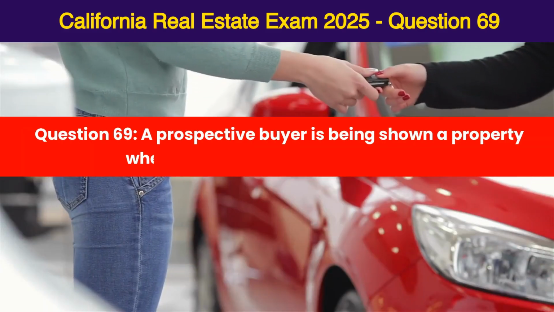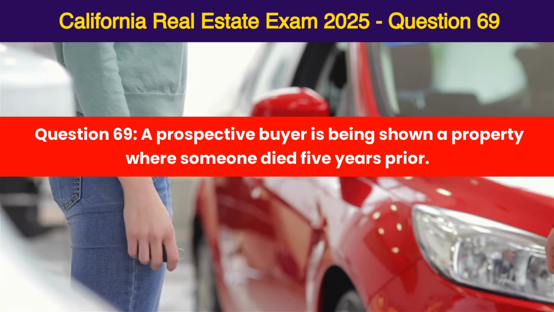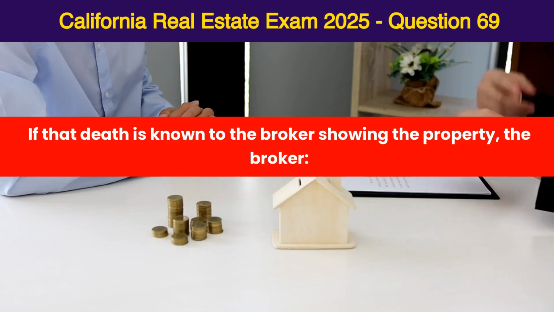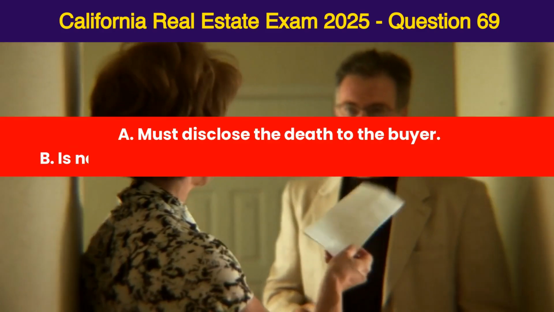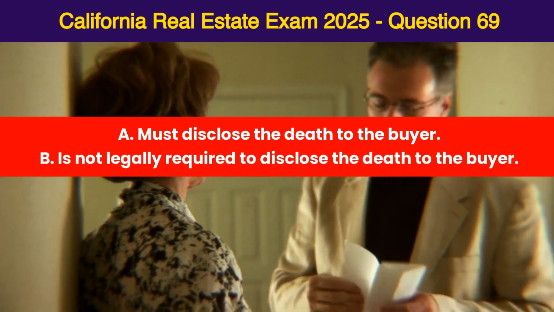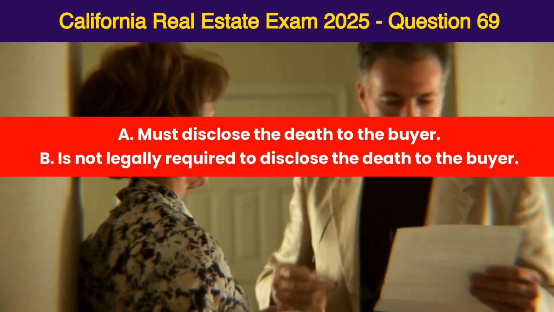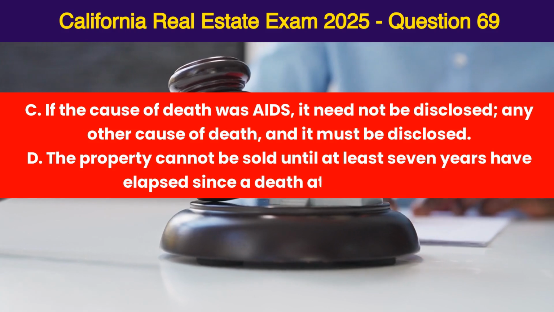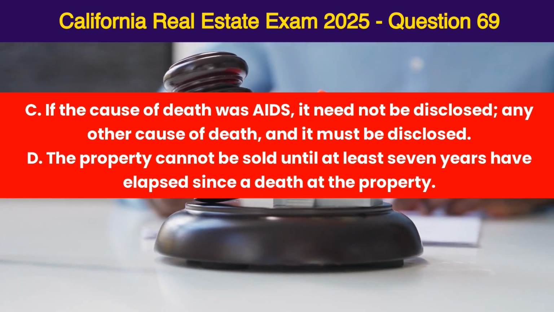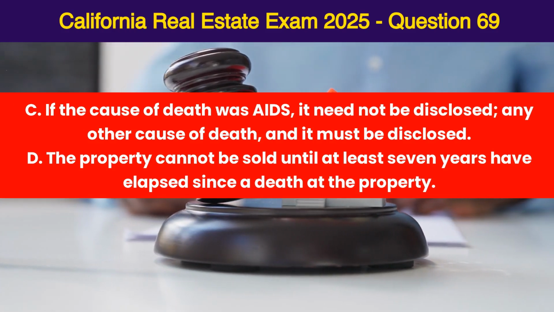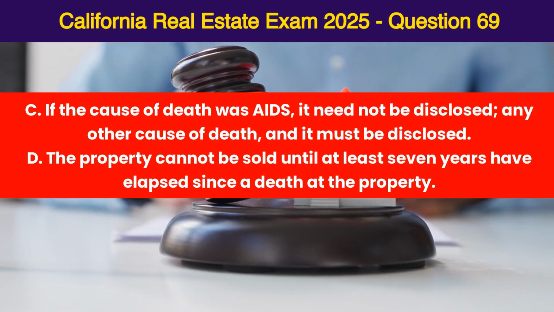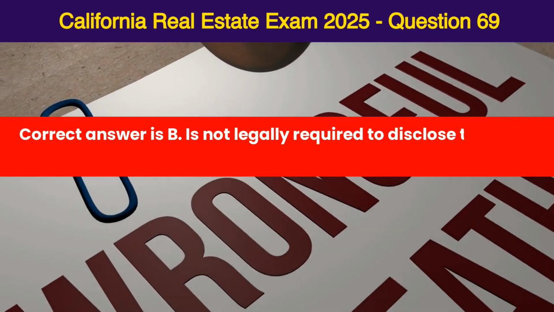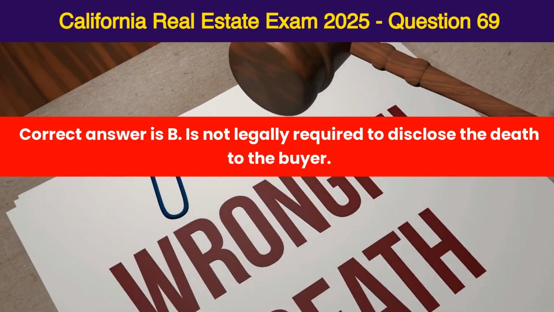Question 69. A prospective buyer is being shown a property where someone died 5 years prior. If that death is known to the broker showing the property, the broker, A. must disclose the death to the buyer. B. is not legally required to disclose the death to the buyer. C. if the cause of death was AIDS, it need not be disclosed. Any other cause of death, and it must be disclosed. D. The property cannot be sold until at least 7 years have elapsed since a death at the property. Correct answer is B. is not legally required to disclose the death to the buyer.